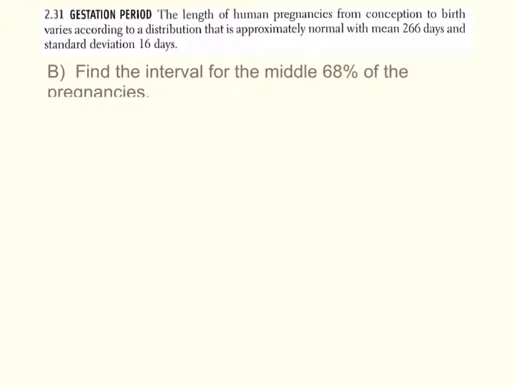Again, we're dealing with the gestation period with an approximately normal distribution, mean of 266 and standard deviation of 16. Find the interval for the middle 68% of the data. There are a couple of ways to do this. Option 1 allows us to use the empirical rule. Since I've already defined X in the previous problem, I do not have to go through the definition of X, noting that X is approximately normally distributed with a mean of 266 and a standard deviation of 16.